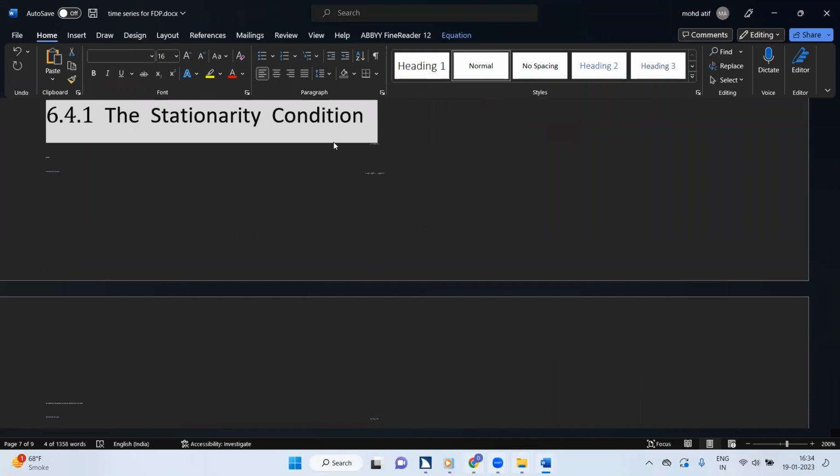Stationarity. Recall a few minutes back, I talked about what is stationarity, and we are concerned with a weakly stationary process, a process whose mean, variance, and autocovariance are constant. That would be a stationary process. So how do we know whether a process is stationary?